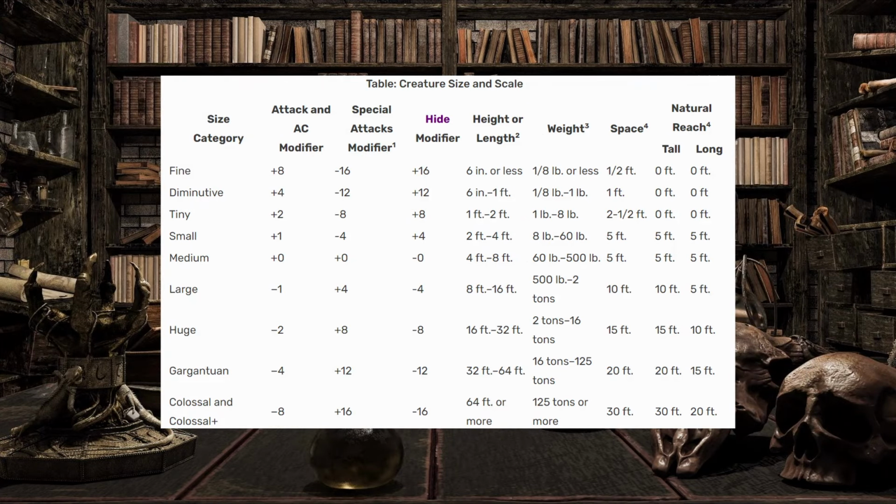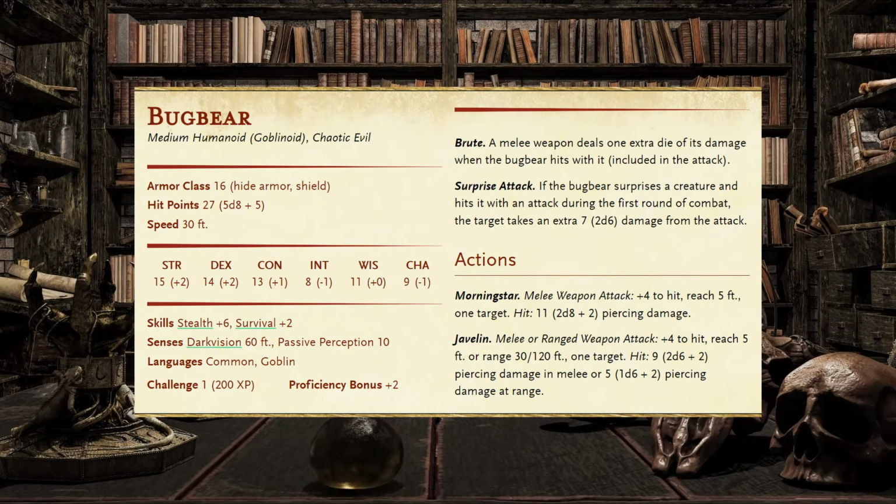Using the 3.5 edition Dungeon Master's Guide, shown here, bugbears can be between 4 to 8 feet tall and weigh between 60 and 500 pounds. Their creature type is humanoid, with goblinoid in parentheses. Goblinoids are a family of related humanoids that make up hobgoblins, bugbears, and goblins.